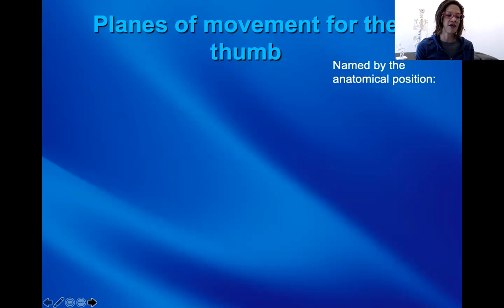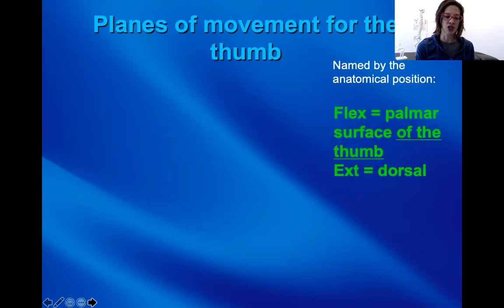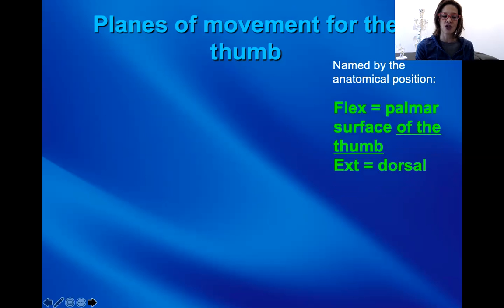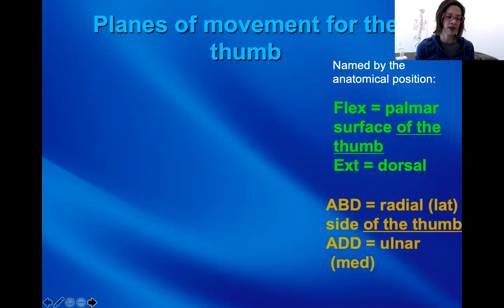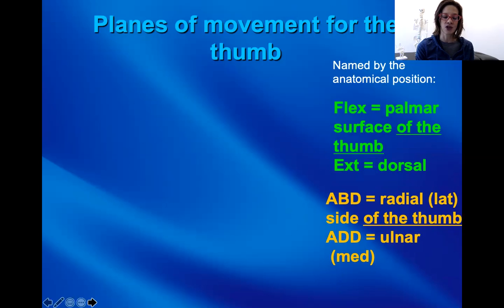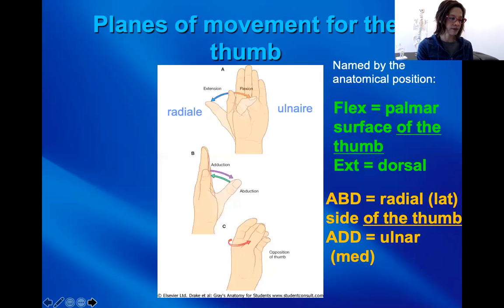So the planes of movement of the thumb. If we name in the anatomical position, flexion, as we said, is toward the palmar surface of the thumb, and extension to the dorsal surface of the thumb. And the abduction is toward the radial side, and then to the ulnar side of the thumb would be adduction. Here it's talking about in reference to the sides of the hand.